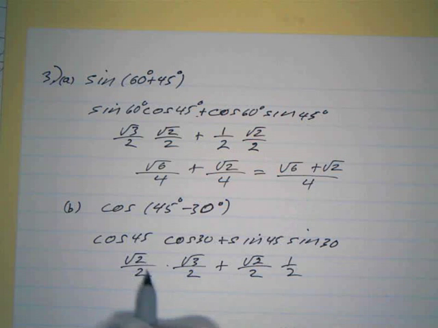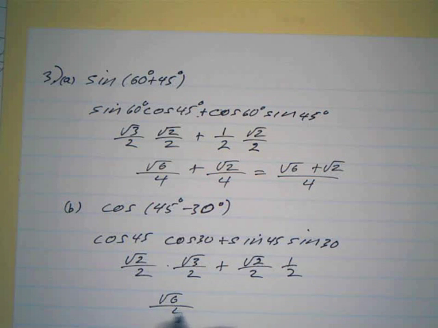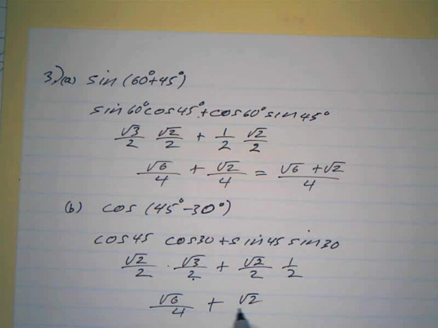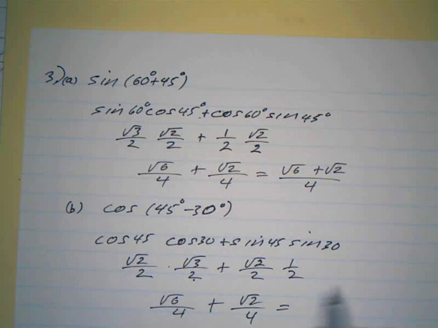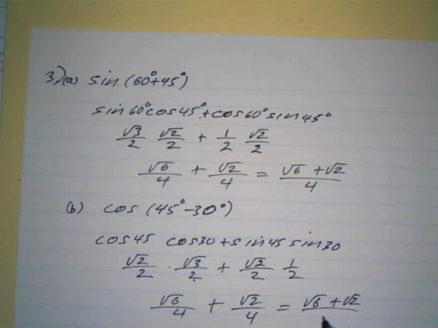So it looks like the same answer, doesn't it? Square root of 2 times the square root of 3 is the square root of 6. Over 2 times 2 is 4. Remember, numerator times numerator, denominator times denominator, because we're multiplying, plus square root of 2 over, again, 2 times 2 is 4. And now we have a common denominator. We'll add these and put them over the common denominator, square root of 6 plus the square root of 2 over 4. Basically the same answer.